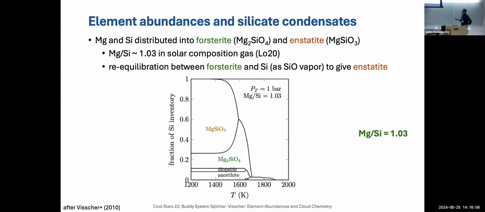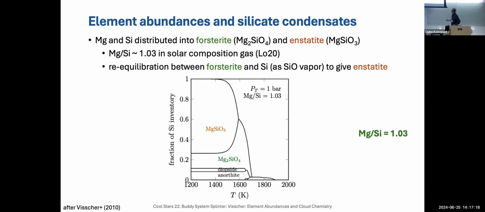So this is a plot showing where you are putting silicon as a function of temperature. I should have labeled this. This is all gas phase silicon out here, but then as the temperatures cool, you start distributing silicon into these different condensed phases. So this is what you might expect for a solar composition gas along the 1-bar profile.